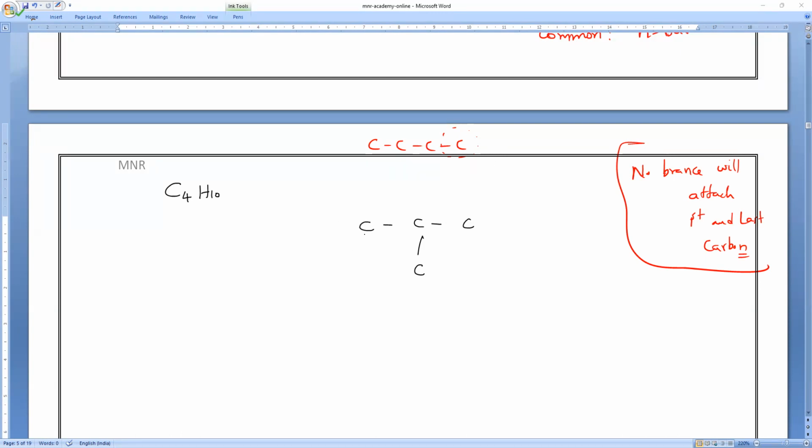So now, what is the number of hydrogens for the first carbon? 3. Speak, guys. 3. Second carbon, already 3 bonds are filled. Then how many will come? One. Very good. Last carbon, how many will come? 3. Very good. And down, the branched one, how many will come? 3 only. Clear, all of you. So this is a branched structure.